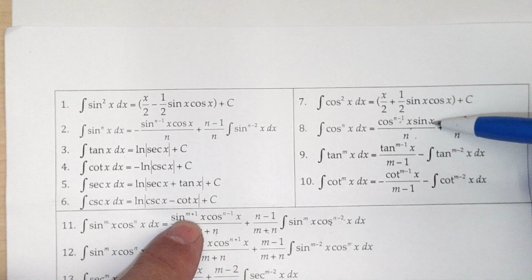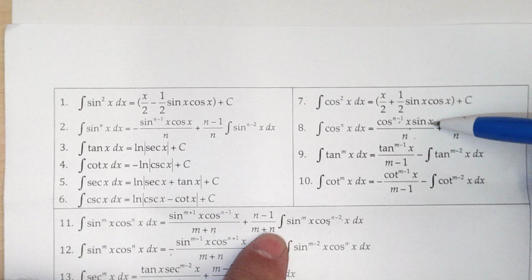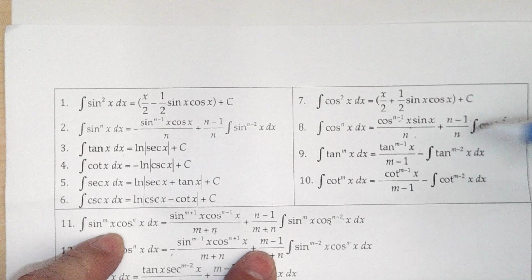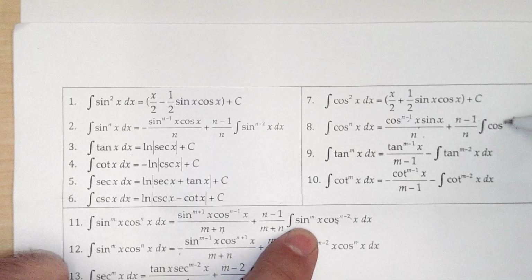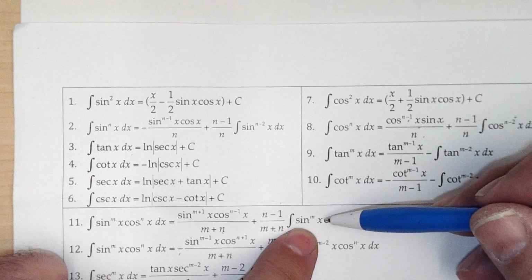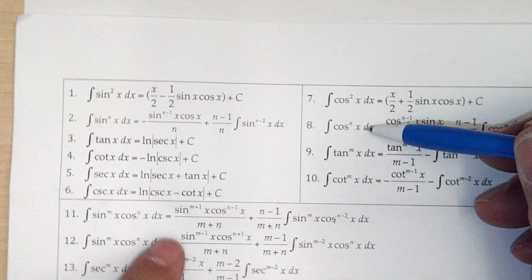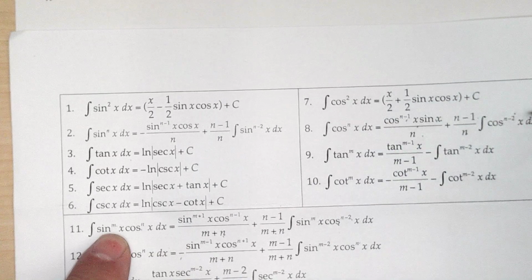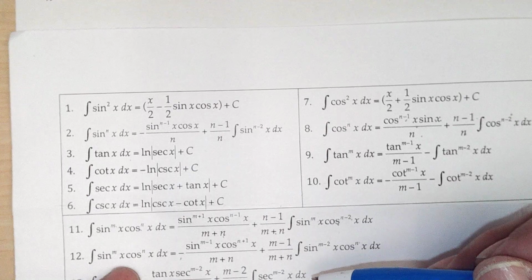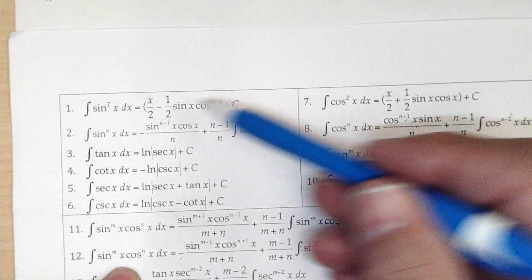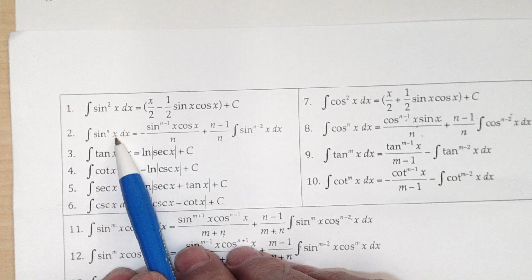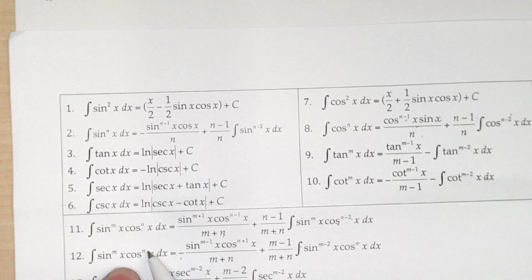This would be sine to the 1. And over here, we'd get the n minus 1 over just n, because m is 0, and integral of cosine to 2 less, and there wasn't any sine because it was sine to the 0. So this and this formula are exactly the same, except that the m is 0. And similarly, this one is exactly the same as this formula, except the n in this would be 0, and so this would be the m.